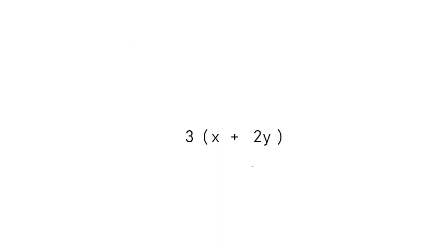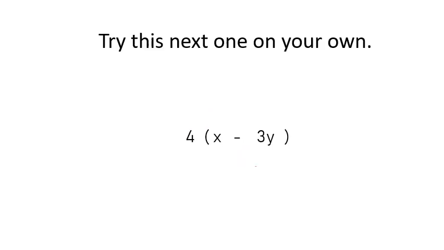This time we have a 3 on the outside and we have an x plus 2y on the inside. We begin by multiplying the 3 times the x, which gives us 3x. When we multiply the 3 times the 2y, we get 6y. So our answer is 3x plus 6y. Try this next one on your own.